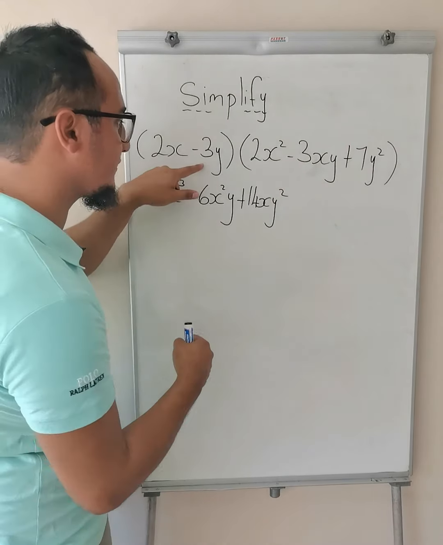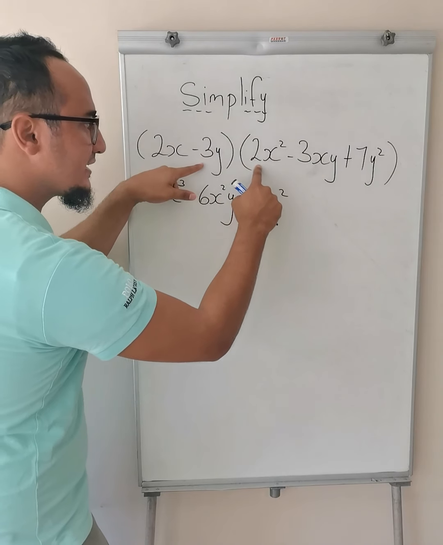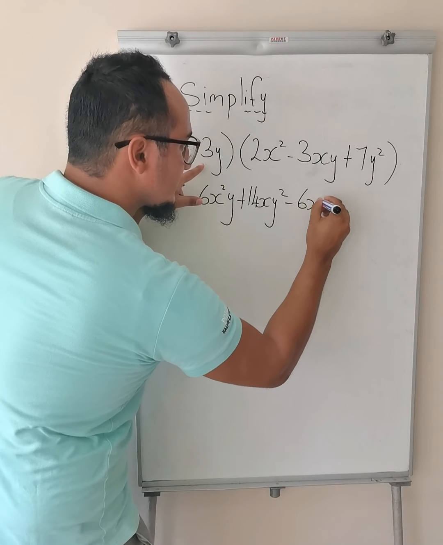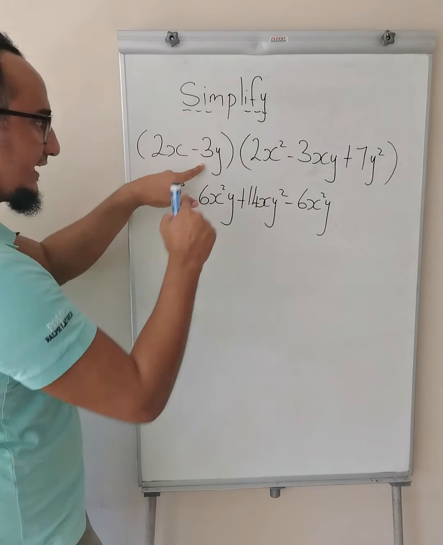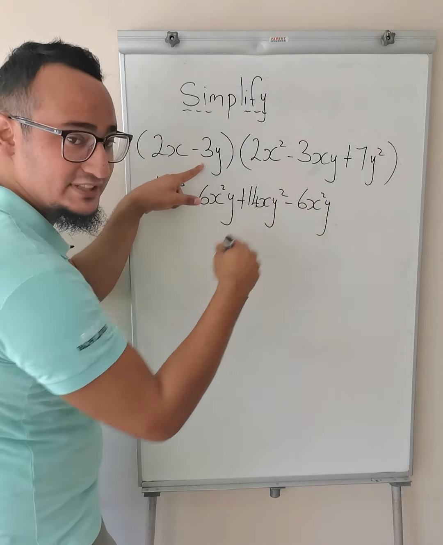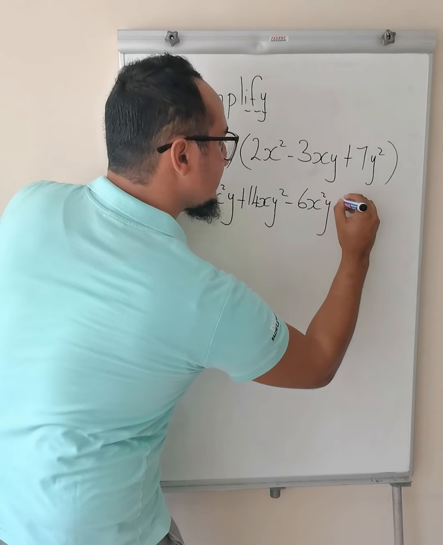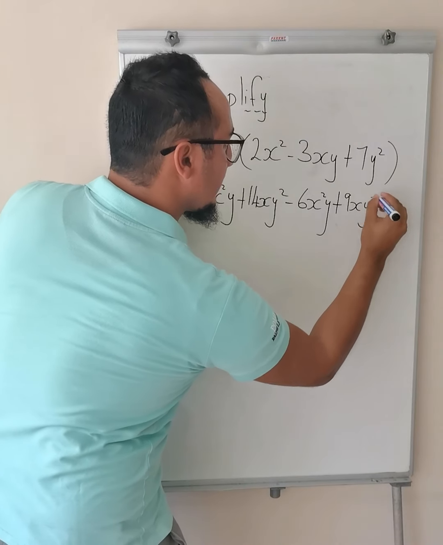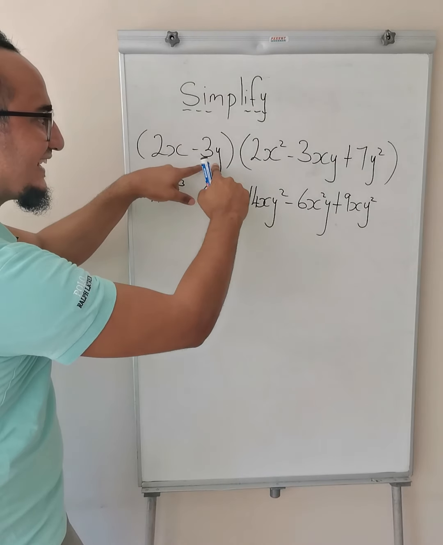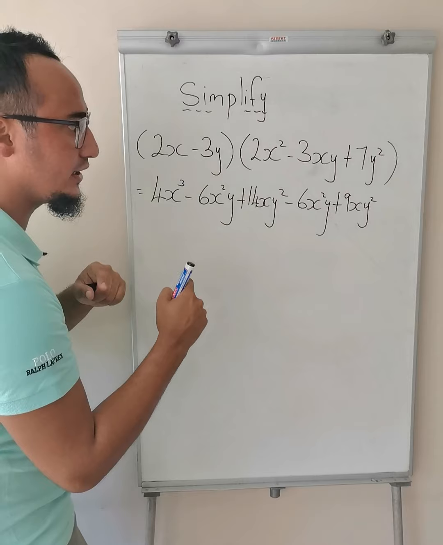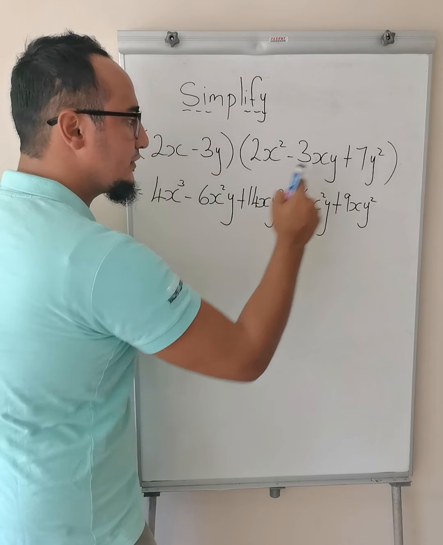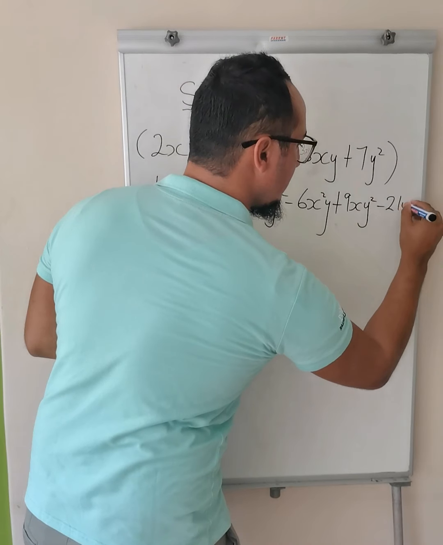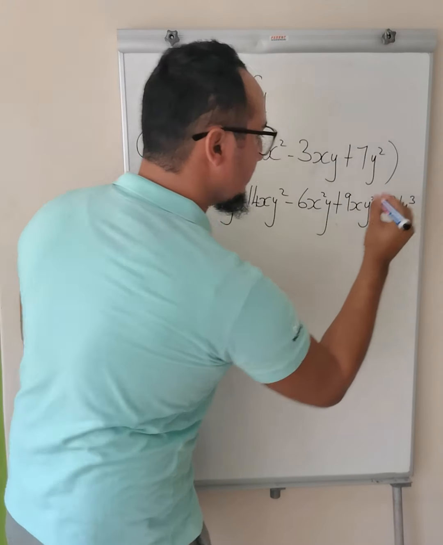Next, I'm done with this one, I don't need it anymore. I go over to my negative 3y. Negative 3y times 2x squared is negative 6x squared y. Negative 3y times negative 3xy is positive 9xy squared. And then the last one, negative 3y multiplied by 7y squared is negative 21y to the power of 3.